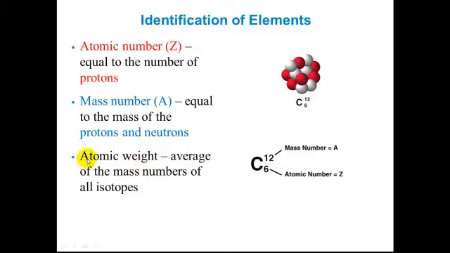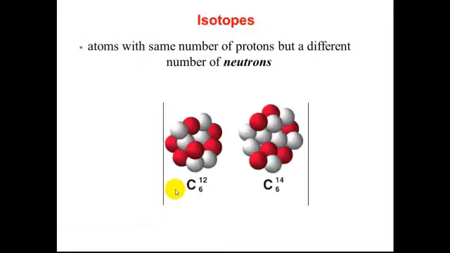Now you may have also heard of the atomic weight. The atomic weight is going to be the average of all of the different possible isotopes. So in order to understand the atomic weight, we have to define what are isotopes.